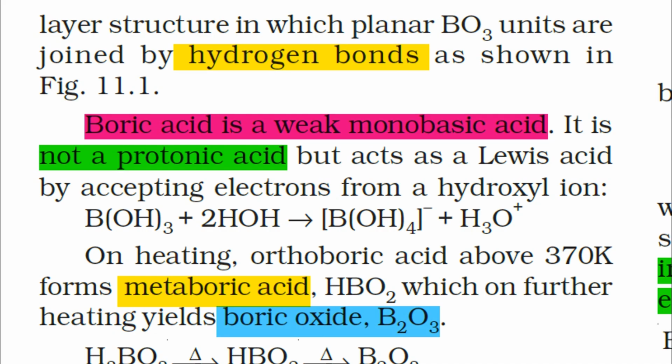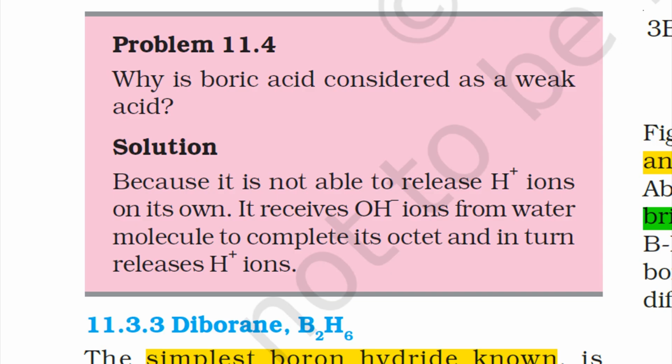Let's see problem 11.4. Why is boric acid considered a weak acid? Because it is not able to release H+ ion on its own. It receives OH- from a water molecule to complete its octet and in turn releases H+ ion. So it's not a protonic acid because it does not give H+ on its own in aqueous condition, like HCl, H2SO4 and HNO3 give H+. That's why it's not a protonic acid but a weak monobasic acid.